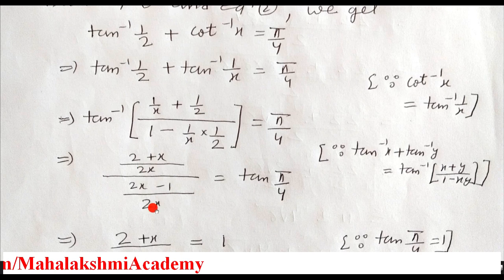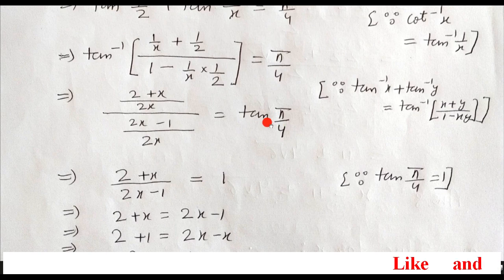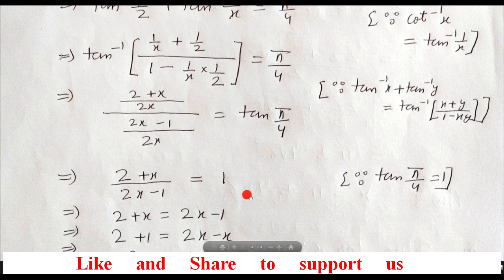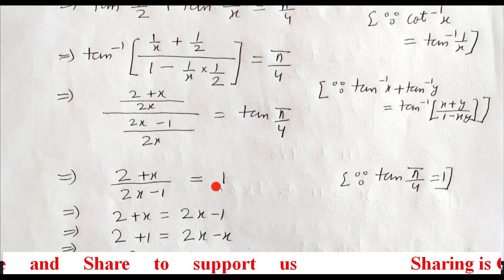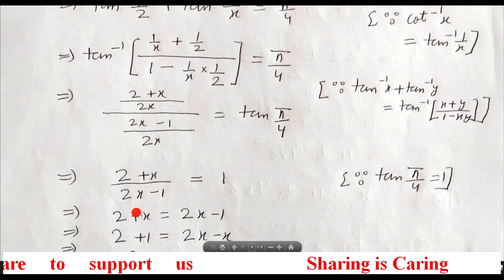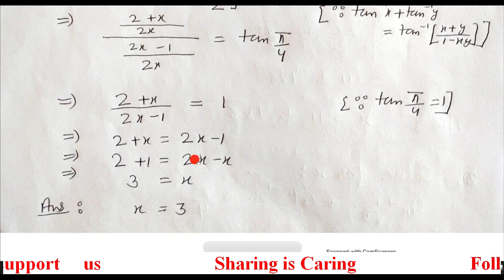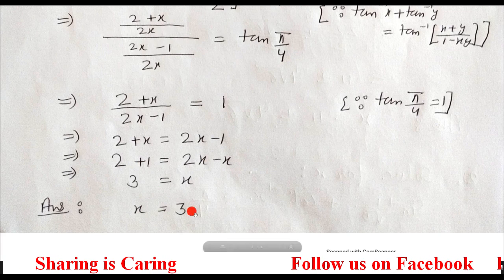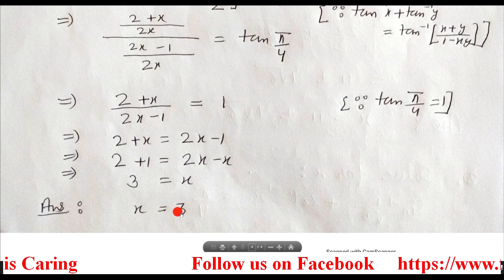These LCMs are the same in the numerator fraction and the denominator fraction, so they will remove each other. And here students, tan pi upon 4, you know, tan 45 is 1. So here instead of tan pi upon 4, I wrote 1. Then cross multiply and separate the variables on one side and constants on one side, and we will get the value of x, that is x is equal to 3.